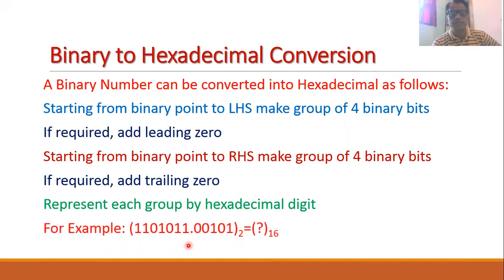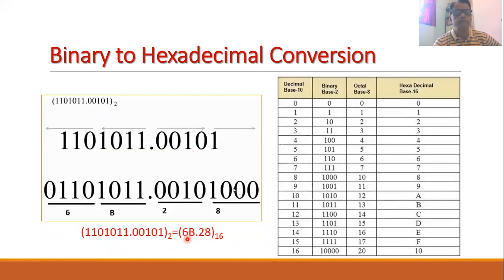Now see an example. Suppose we have been given a binary number 110.1011.00101 binary, and we want to obtain its hexadecimal equivalent. So how can we obtain it? First of all, I will write the given number 110.1011.00101. Starting from the binary point to the left-hand side, I will make groups of 4 binary bits. My first group will be 1011, and my second group will consist of only 3 bits, 110. Therefore I will add one more 0 over here to make it 4.